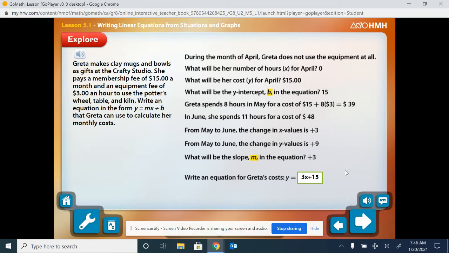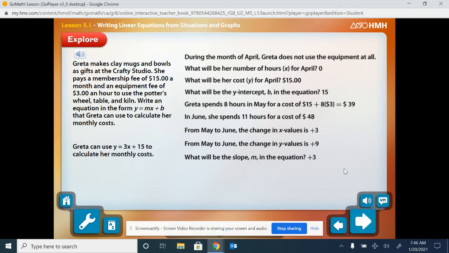Here's the correct answer. The y-intercept is 15 and the slope is 3. So the equation is y is equal to 3x plus 15. Greta can use y is equal to 3x plus 15 to calculate her monthly costs.